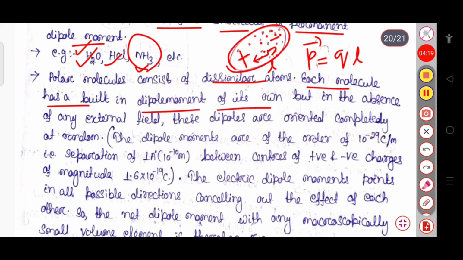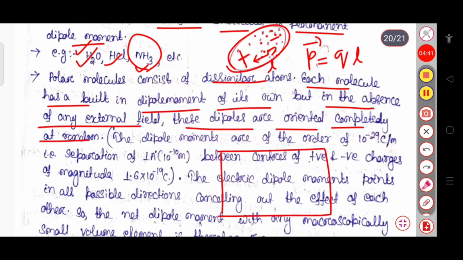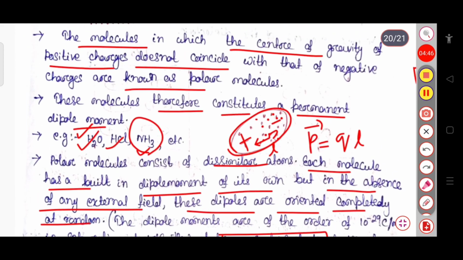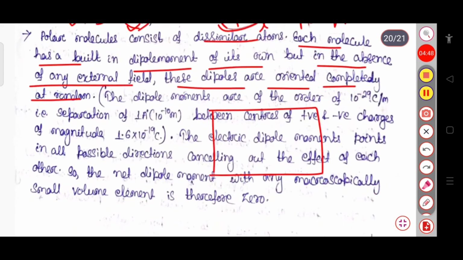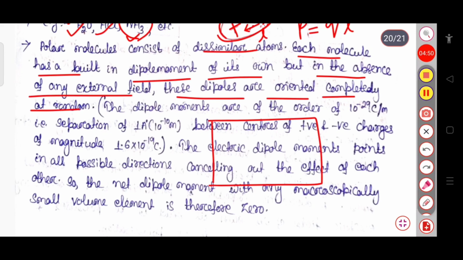If I consider the water molecule, the hydrogen atom itself has a dipole moment and the oxygen atom itself has a dipole moment. But in the absence of any external field, these dipoles are oriented completely at random. Suppose this is my dielectric material. Up to this much we know that in the case of polar molecules, the positive charge and the negative charge get separated so that they have a net dipole moment.